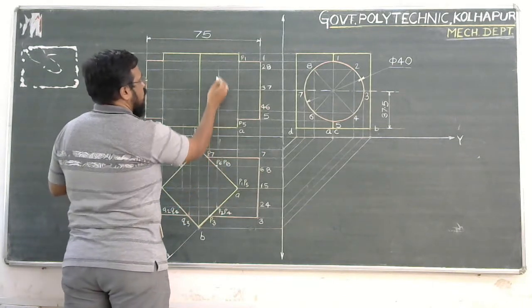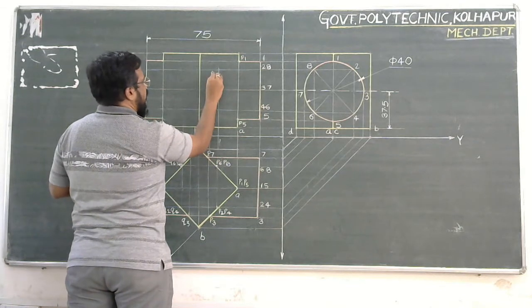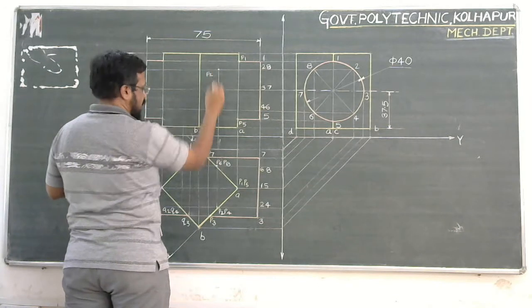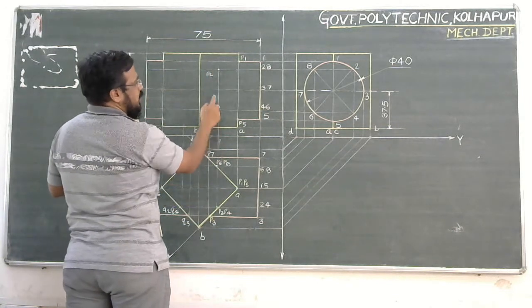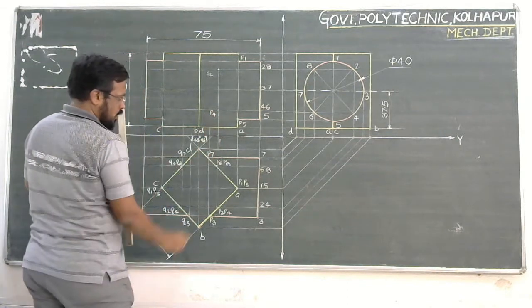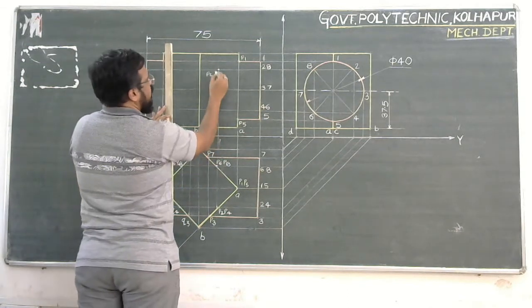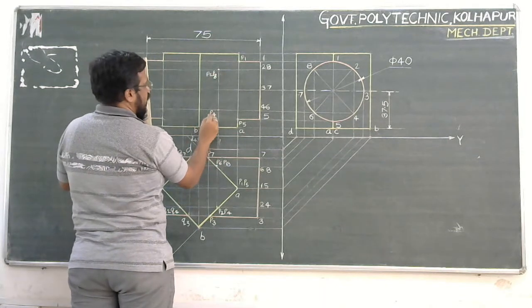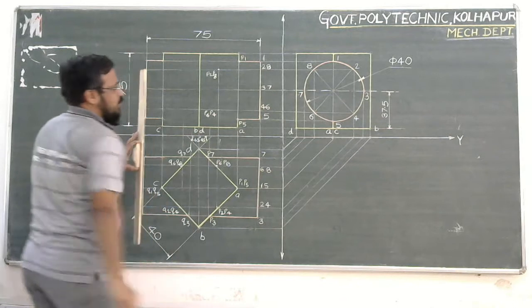So P2, here you may get this as a point P2, sorry, P2 you are obtaining here. Then P4 on the same line, here you are going to get as a point number P4. Then P6, P8. So here you are going to get this point as P8, and here you are going to get this point as P6.